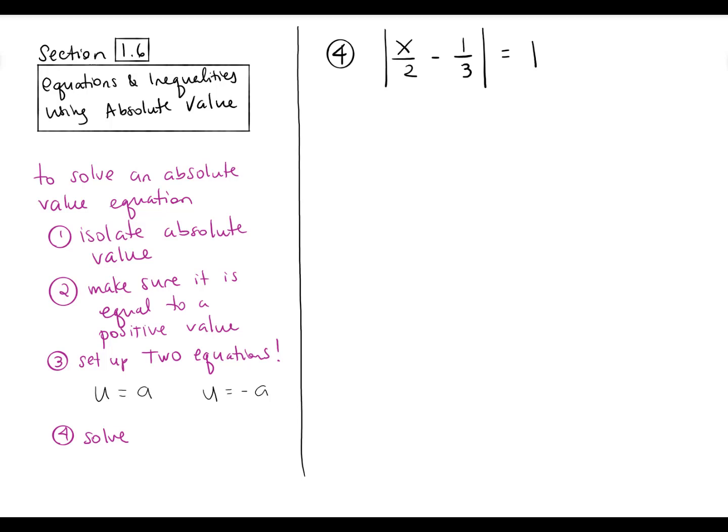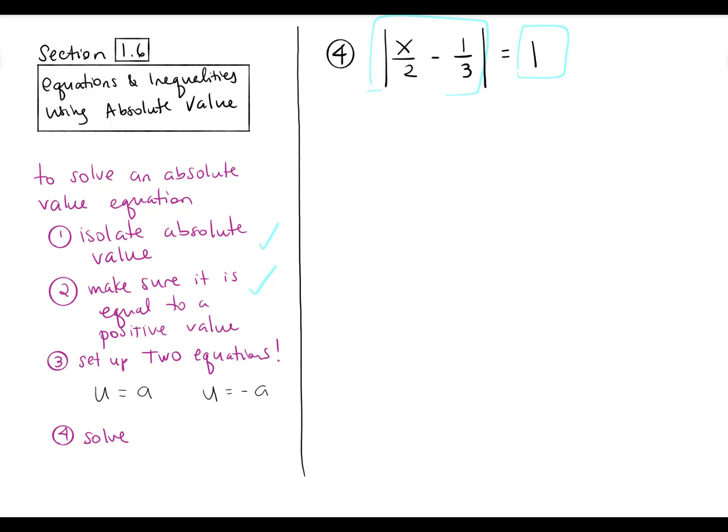For question number 4, we have an equation that has fractions in it, which we should know how to do already. But we also have the absolute value to deal with. I want to go through steps 1 and 2. Is my absolute value isolated? Yes, it is. It's isolated on this side of the equation. Is it equal to a positive value? Yes, it is. It's equal to positive 1. Great. We can continue going on.